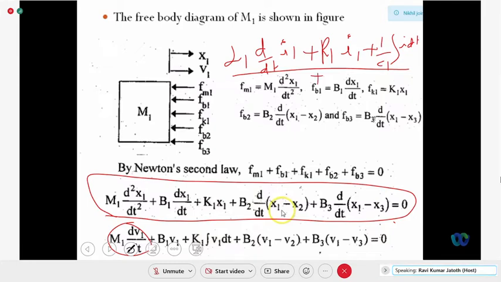Plus B2 is equivalent of what? R2. So R2 into V1 minus V2 is I1 minus I2. Plus B3 is equivalent of what? R3 into V1 minus V3, I1 minus I2. So this is the conversion of the equation, correct? From mechanical to electrical using the force-voltage analogy, right?